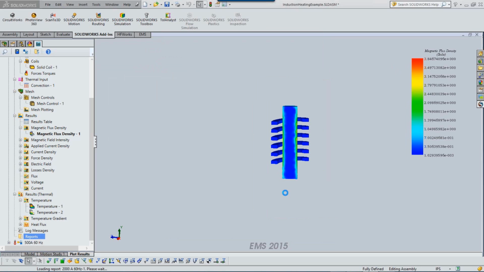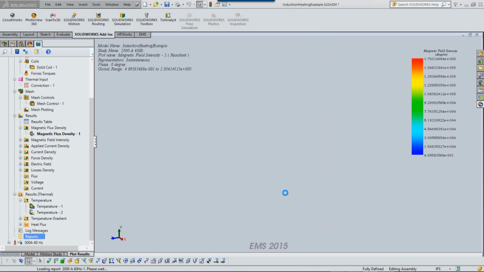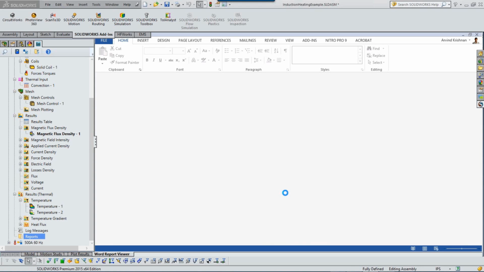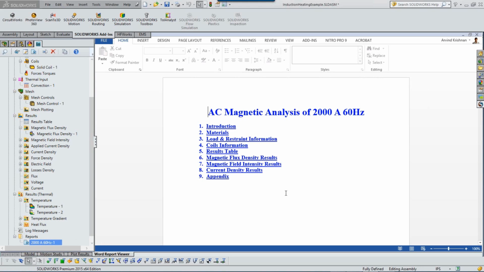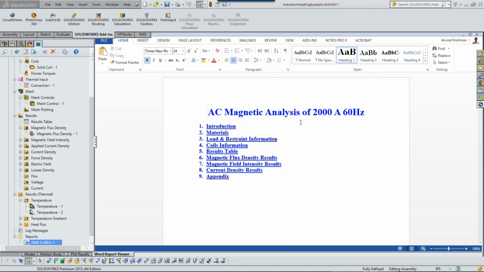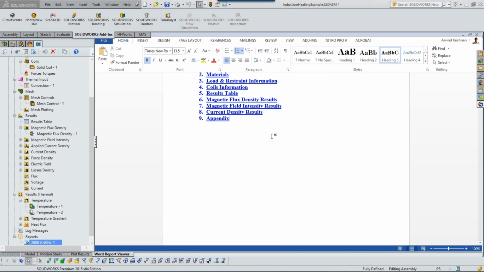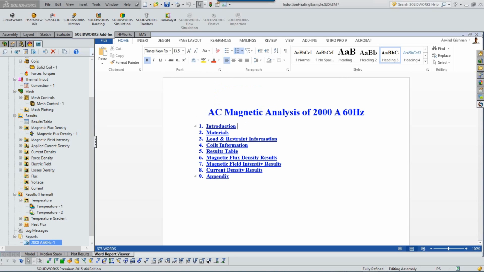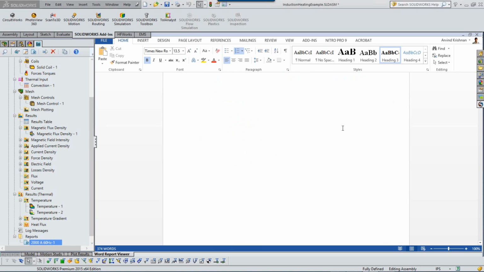EMS automatically captures all the simulation data that you did, the pre-processing data, the post-processing data, the result tables data, the data about your materials, etc. And it automatically generates a Microsoft Word report inside SolidWorks. So I can actually go ahead, because this is Microsoft Word, and edit this information. And it pretty much has everything that I need.